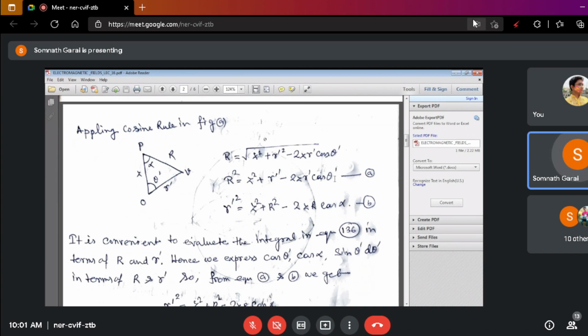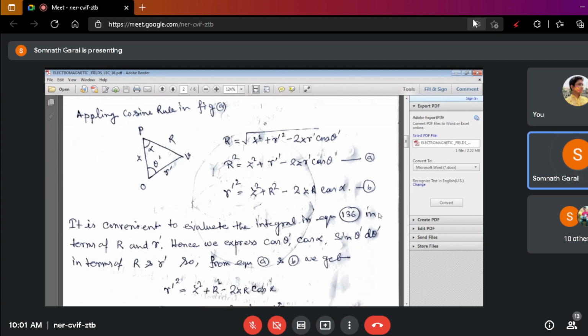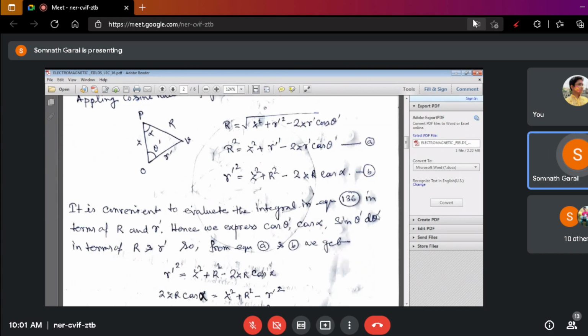Similarly, if we determine small r dot, we take the angle alpha. Here also, by the cosine rule, r dot squared is equal to Z squared plus capital R squared minus 2 Z R cos phi. So this is equation number A, and this is equation number B. Got my points? Clear to all? Okay.